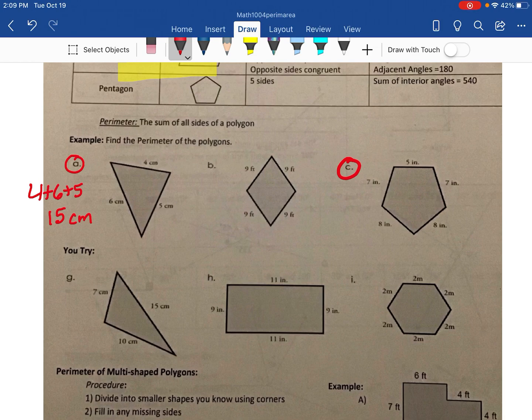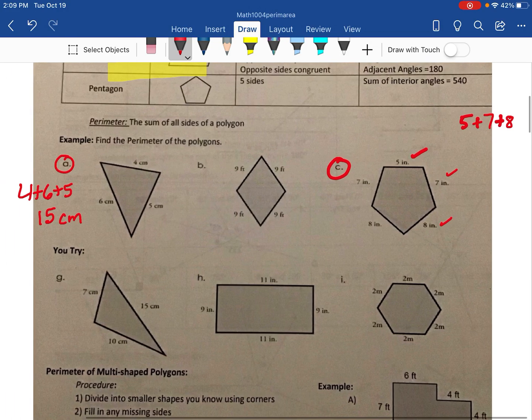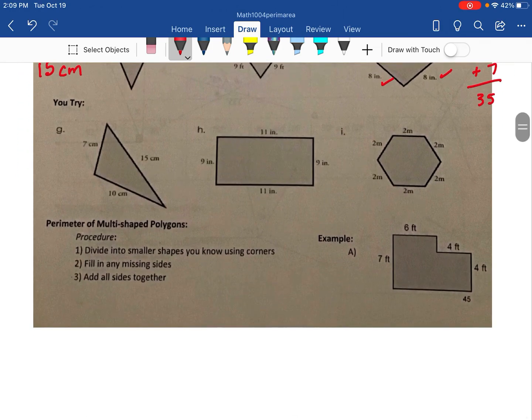If I did letter C here, I have 5 plus 7 plus 8. 5 plus 7 is 12, 12 plus 8 is 20. So far I've got 20. Then plus 8 more makes 28, plus 7 more makes 35. So I just add all the sides together, even if it's a weird shape.